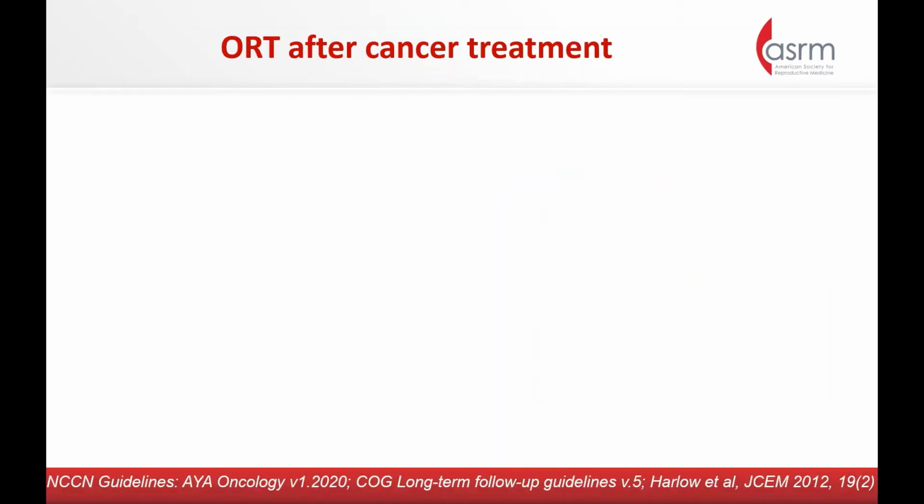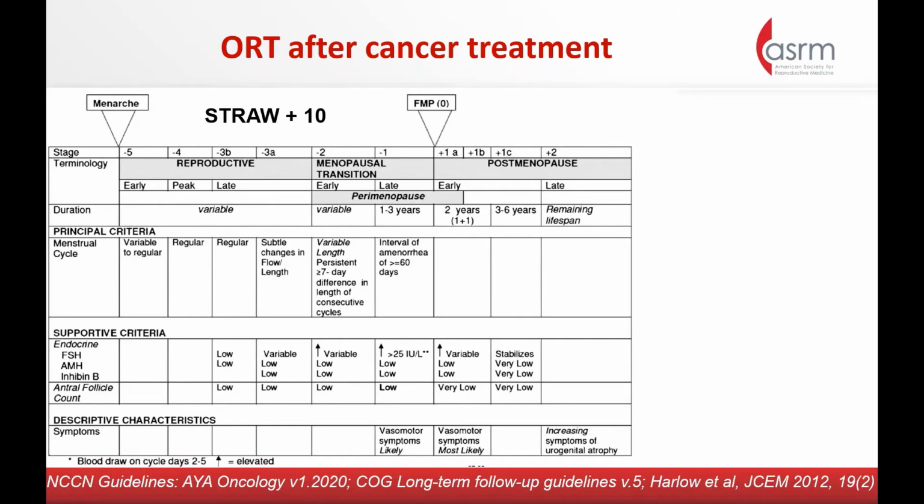So switching gears to what is the use of ORT after cancer treatment. Almost a decade ago, really thought-provoking epidemiologists took large cohort data on ovarian aging and combined and analyzed them to develop the staging of reproductive aging criteria. So you all recognize this as STRAW+10. And in STRAW+10, going across the top gray bars, there are 3 broad phases: the reproductive phase, the menopausal transition phase, and the postmenopause phase.